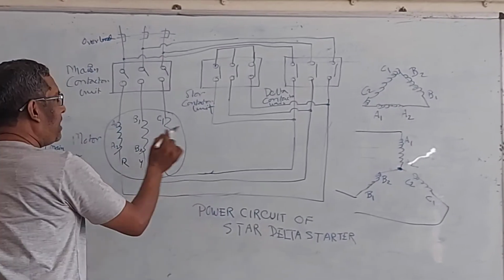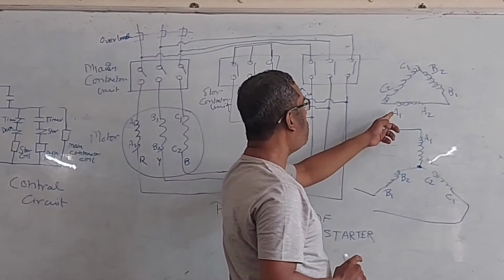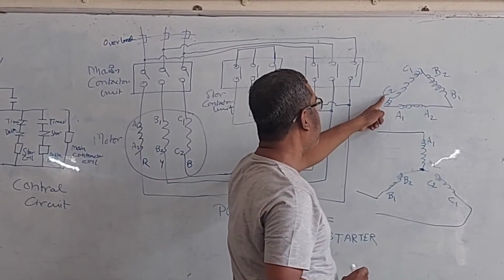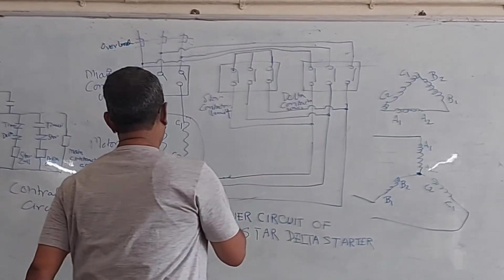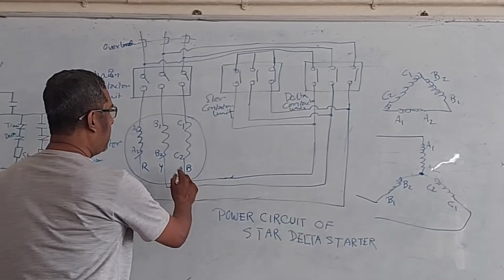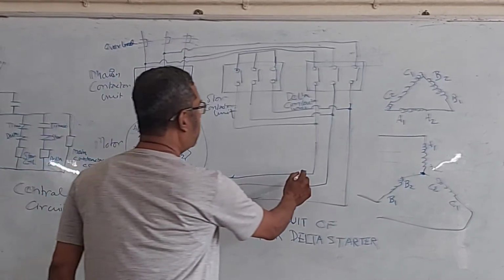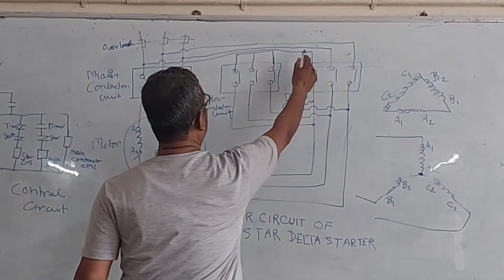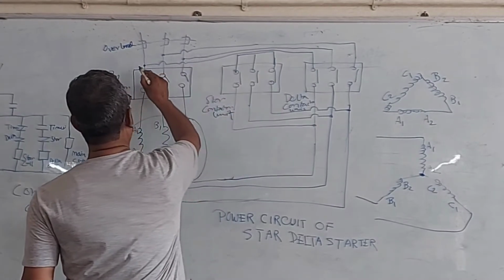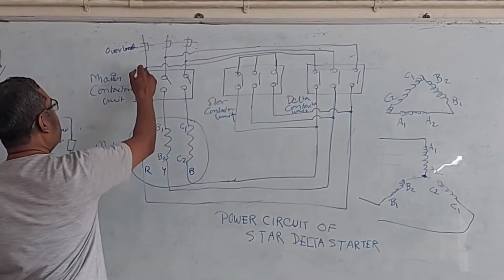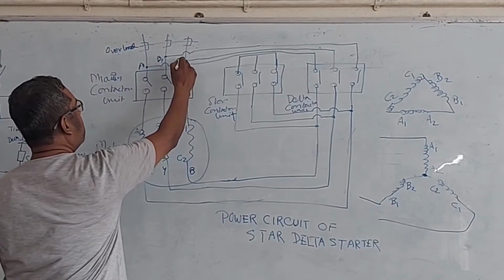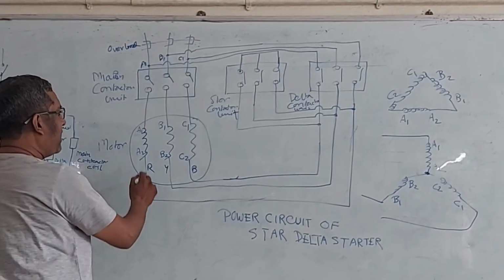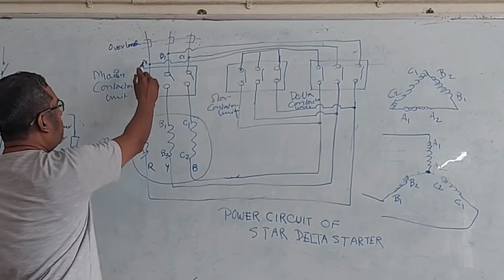Now just see, for delta connection, what do we have to do? We have to connect C2 with A1. Now C2, where is C2? C2 is coming here, C2 is coming here, C2 is coming here, and here is A1. A1 is here, B1 is here, and C1 is here. So C2 is being connected with A1.